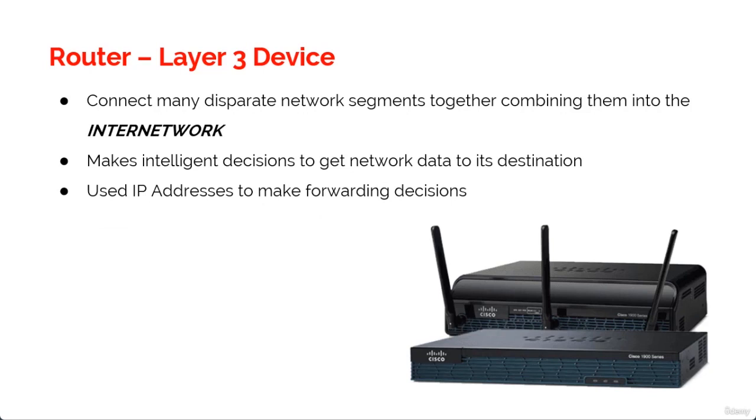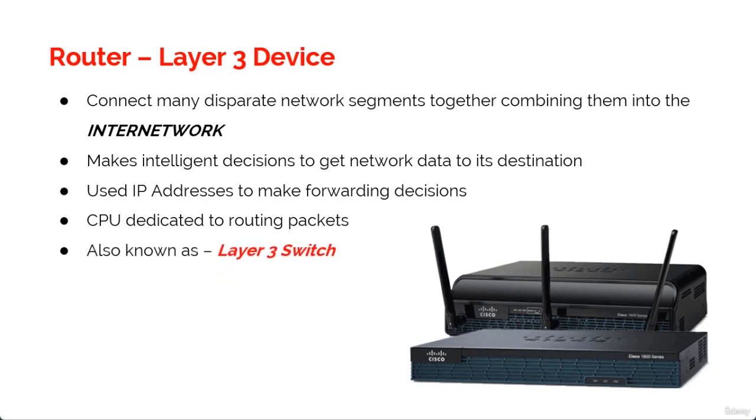A router is a network device used to connect many, sometimes disparate, network segments together, combining them into what we call the internetwork, that is the internet that you are using today. A well-configured router can make smart decisions about the best way to get network data to its destination, so it gathers the information it needs to make these decisions based on the network's performance data. Another important factor is that routers use IP addresses to make forwarding decisions. They are considered layer 3 devices because IP addresses are used at layer 3 and MAC addresses are used at layer 2.